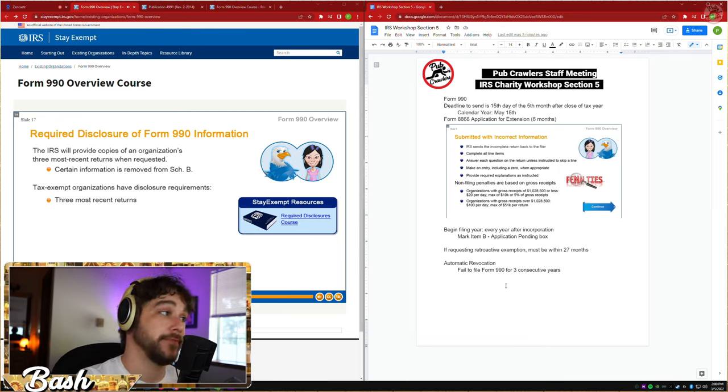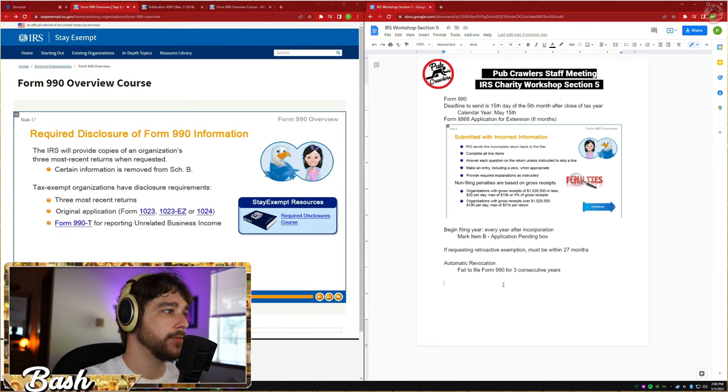Yes. IRS filings from your organization have to be made available too, like your original Form 1023 or 1024 application and Form 990T if you're a 501(c)(3) organization and you file any.